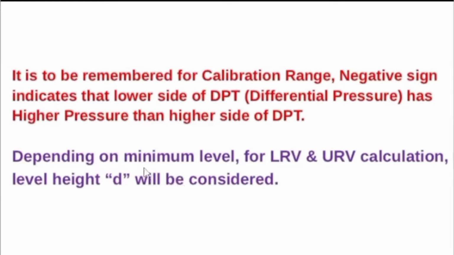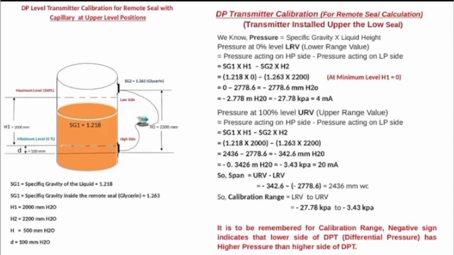Also, it is to be remembered for the calibration range: the negative sign indicates that the lower side of the DPT, that means differential pressure transmitter, has higher pressure than the higher side of the DPT. Depending on the minimum level, for LRV and URV calculation, the level height D will be discussed and considered. And now we will see our calculation.